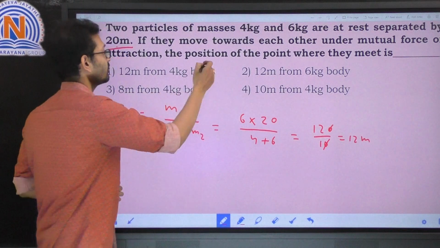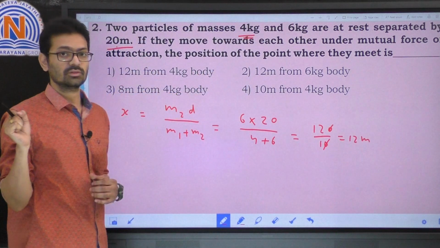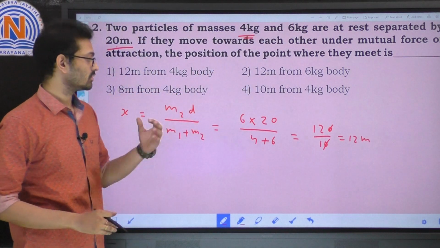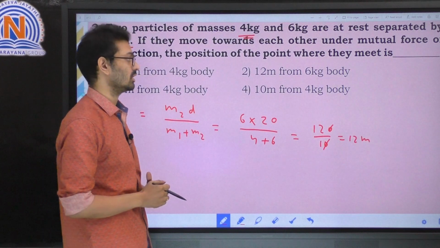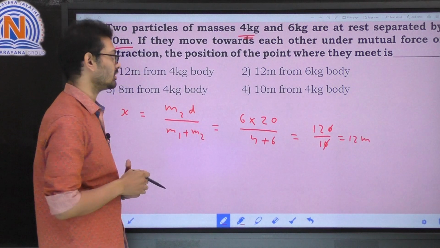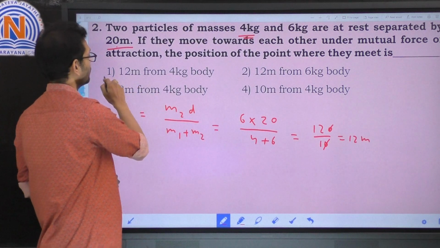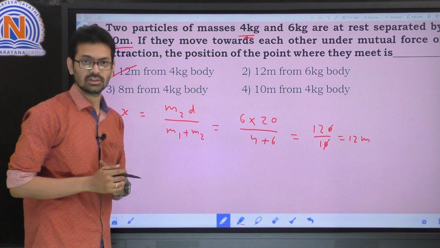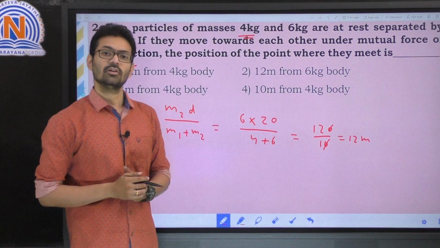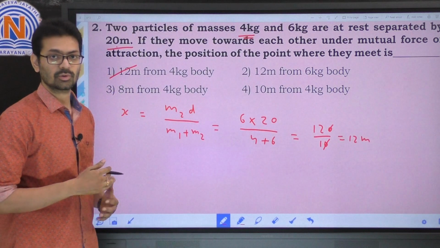What is the first mass? m1 is 4 kg. So from the first mass it is 12 meters. The center of mass is located, that means on the x-axis the center of mass. So we are going to take that x value as 12 and it is from the first mass, that is 4 kg. So your option is 1. Hope this is helpful. Let us go for the next problem.